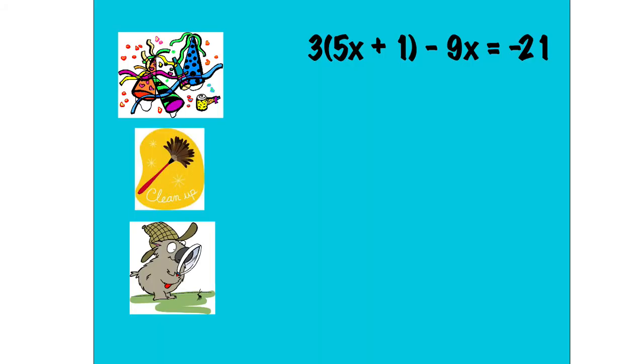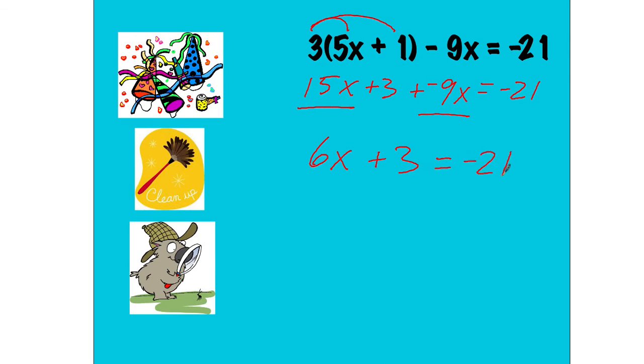Okay, in this example, same thing, we have our distributive property. We're going to distribute that 3, we're going to get a 15x plus 3, and I'm going to start thinking of this as plus a negative 9x, rewriting my subtraction as having the opposite, equal to negative 21. And then I have like terms here that I can put together. So a positive 15 and a negative 9, both x terms, are going to make 6x. Still plus 3, and that's still equal to negative 21.